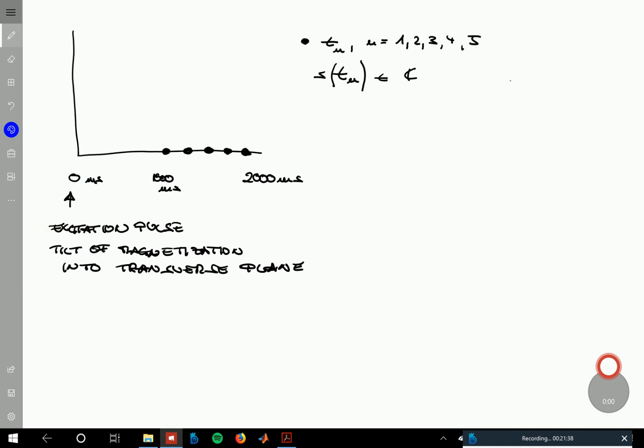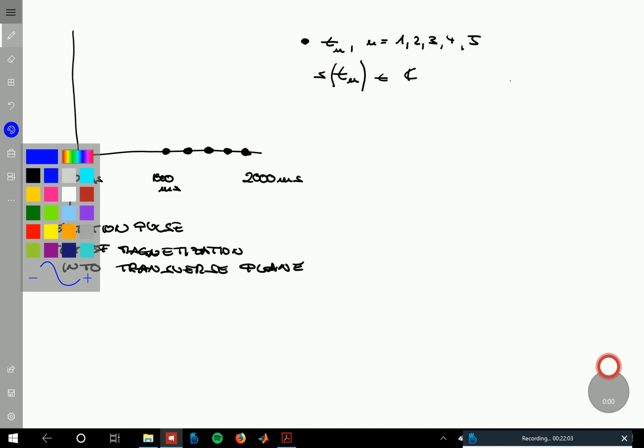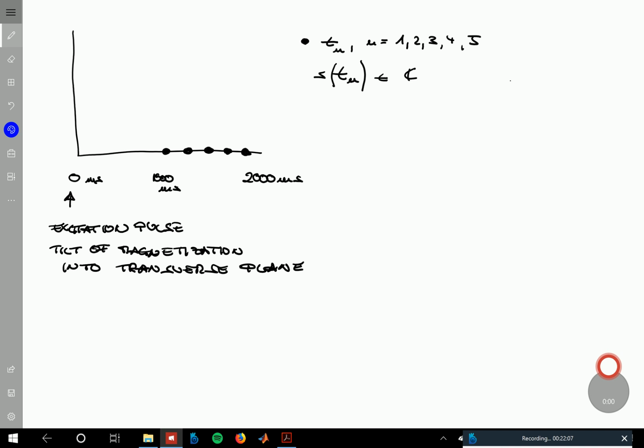Okay, so keep this in mind. This is 2 seconds, and what happens is the excitation pulse comes. Of course, an excitation pulse for a specific slice in the Z direction. So the excitation pulse comes, and at some point later, data points are measured, and we get MR signal at these 5 data points.